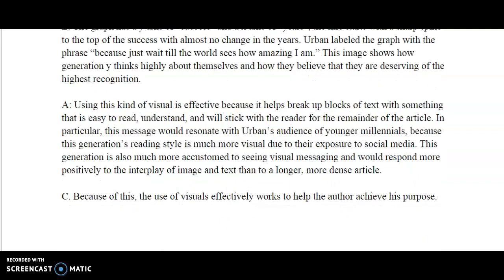So these are the resources available to you, and these are the resources that I encourage you to use as you move forward with your writing.